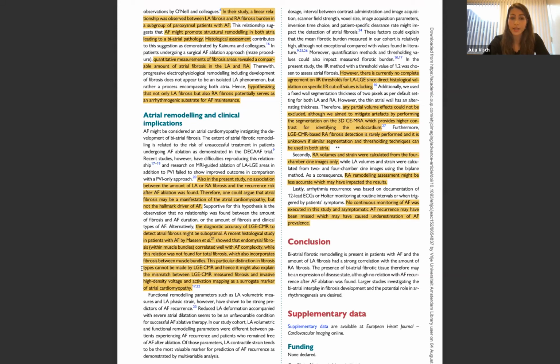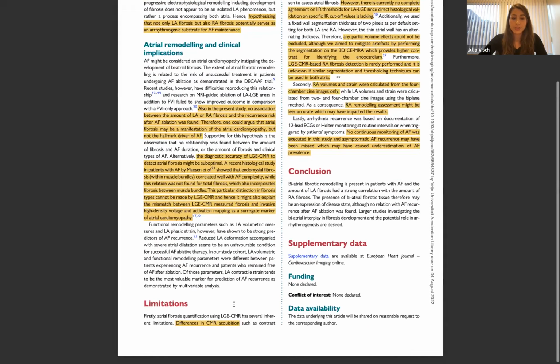Next to that, the diagnostic accuracy of LGE CMR to detect atrial fibrosis might be suboptimal. A recent histological study looked at fibrosis, but specifically endomysial fibrosis, which means within muscle bundles. And they found a very strong correlation with AF complexity, while this relationship was not there for the total amount of fibrosis. With LGE, we assess the total amount of fibrosis. So this might be the explanation why we have a mismatch between fibrosis and AF recurrence.